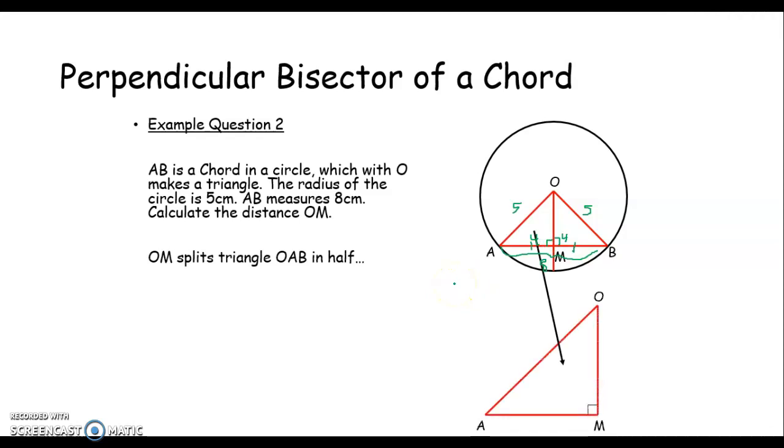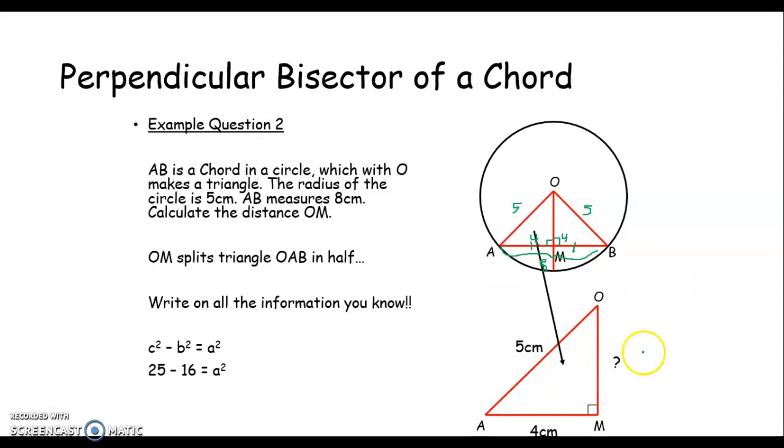So if we take this triangle out, we want to find the distance of OM. We put all the information we know in. So we know that was 5. Here we have 4. And we're trying to find OM. Using Pythagoras, this is now a shorter side, so we square them, subtract them, and square root. That gives us 3 centimeters. So OM is 3 centimeters.